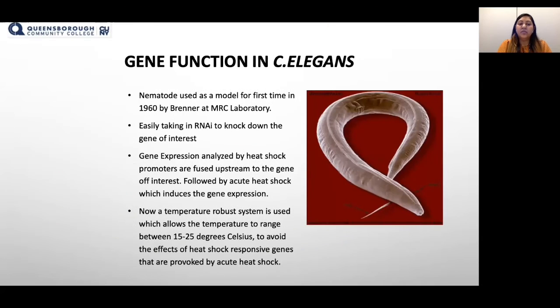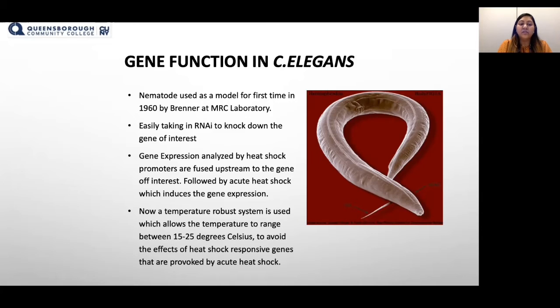C. elegans is a nematode used as a model in 1960 by Brenner. Because many genes in this organism have functional counterparts in humans, they are studied to understand human diseases, particularly neurological defects. There are mutant stocks available for one to study, or to knock down the gene using RNA. To study gain of function, the heat shock promoters are fused upstream to the gene of interest. After acute heat shock, gene expression is induced.